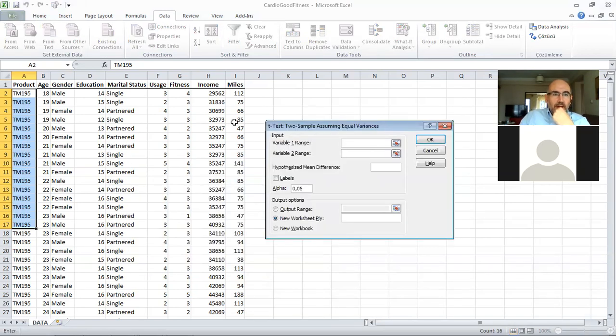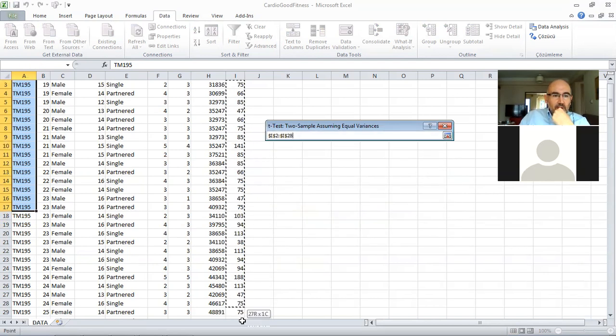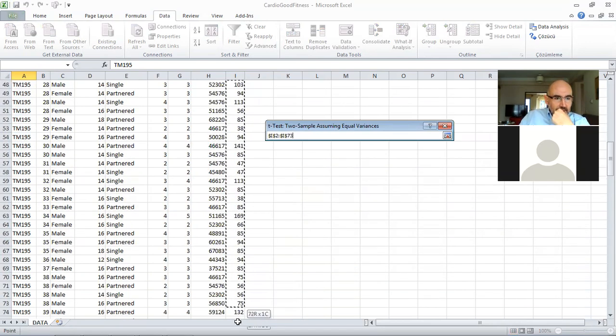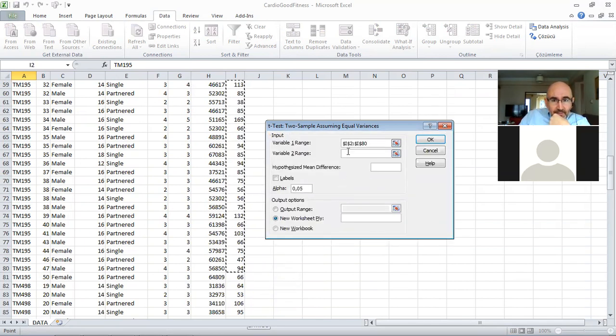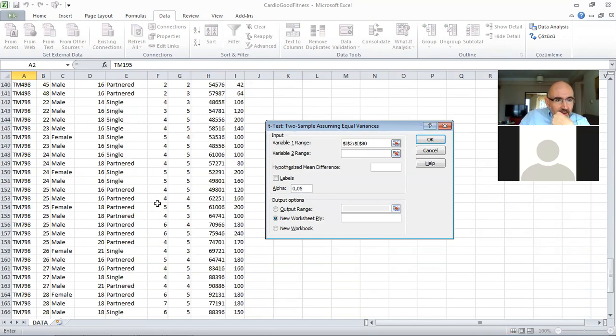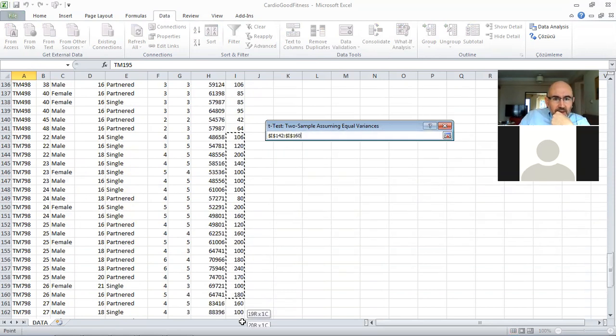What's the variable 1 range? I'm going to look at the miles people run on the TM195, which is, I think, up to there. And I want to compare it to the miles people run on 798.